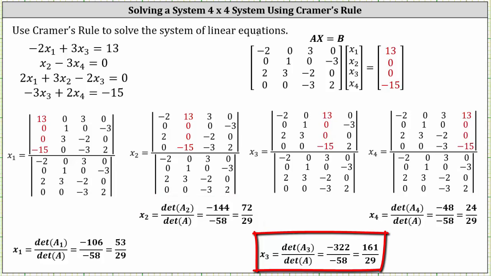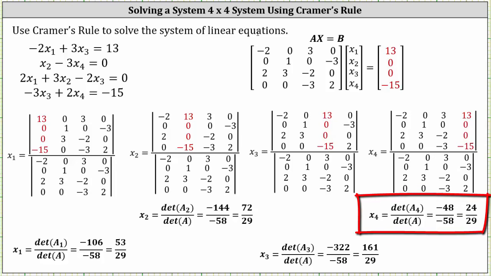And for x sub 3, the determinant of A sub 3 is equal to negative 322. Simplifying, x sub 3 is equal to 161/29. And finally, for x sub 4, the determinant of A sub 4 is equal to negative 48. Simplifying, x sub 4 is equal to 24/29.